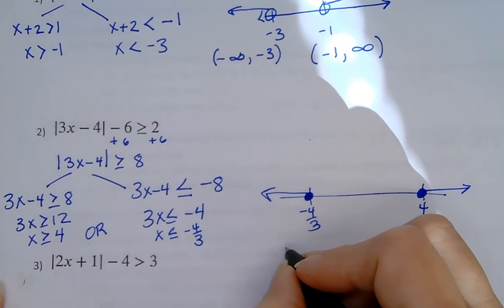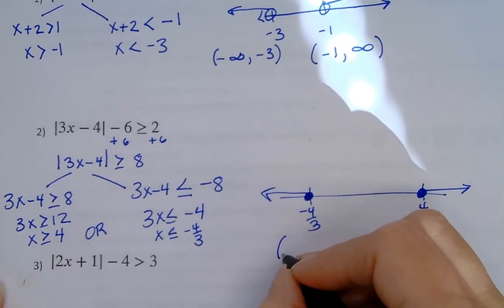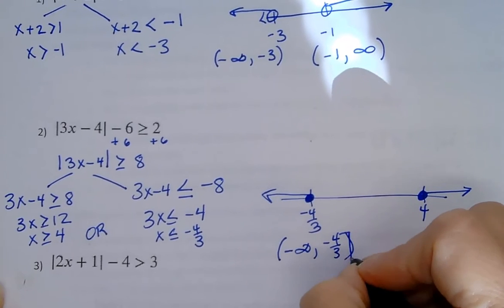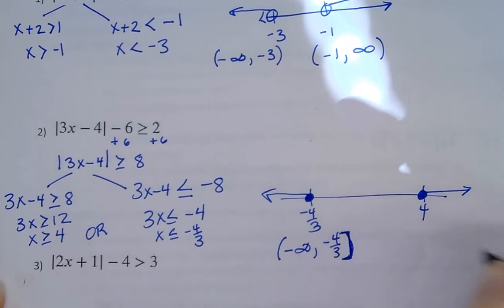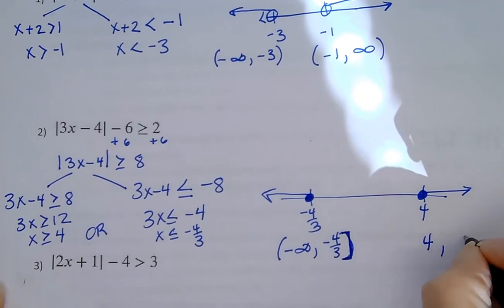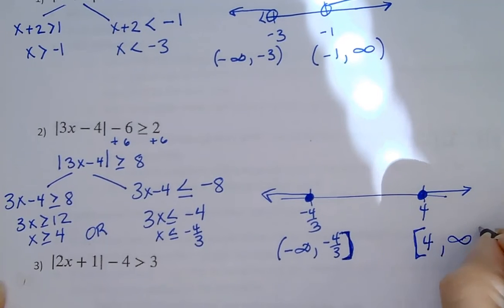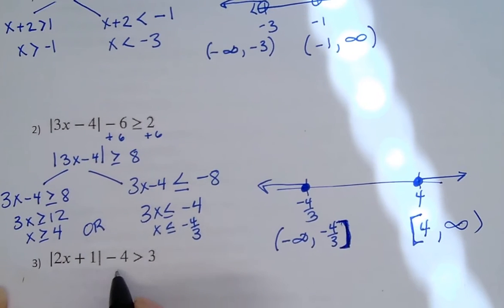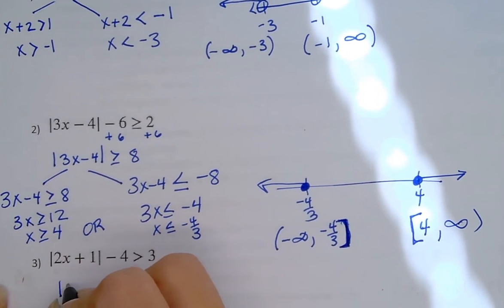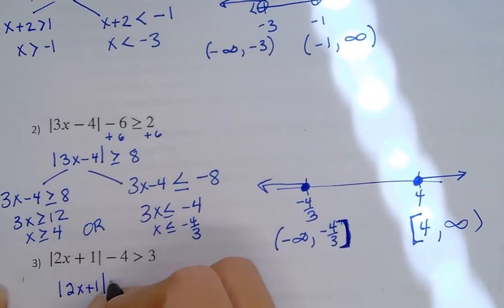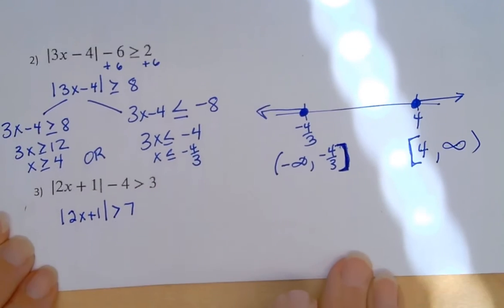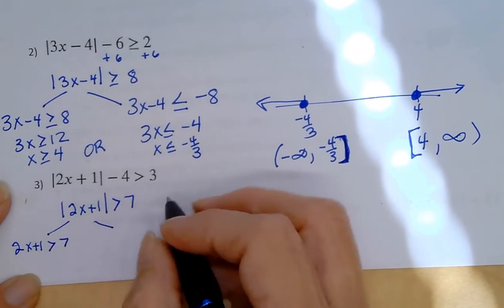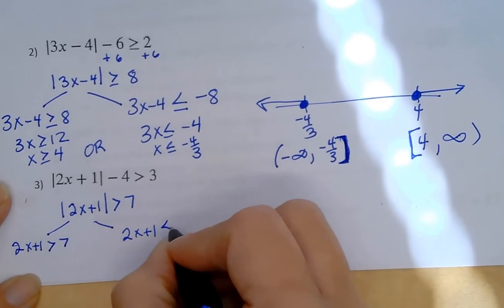If I write this in interval notation, I'm going from -infinity all the way to -4/3. This is a square bracket because I can include -4/3. I can include 4 all the way to +infinity. I get a square bracket and a parenthesis. Square bracket. Okay, this is almost isolated. We'll add 4 to each side. Absolute value of 2x plus 1 is greater than 7. Now I split. So I have 2x plus 1 is greater than 7. And I say 2x plus 1, switch and switch.